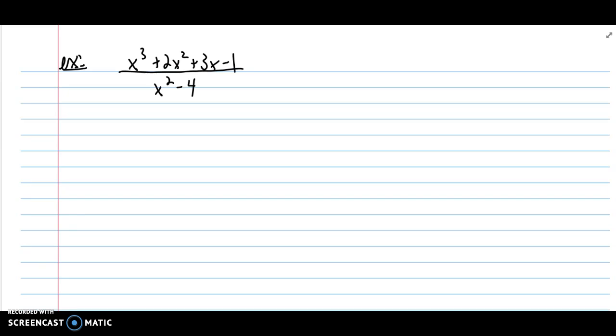We're going to decompose this partial fraction. And what's unique about this one is the degree of the numerator is bigger than the degree of the denominator. And in a fraction like this, it means numerator divided by denominator. And this time we're actually going to do it. We're going to take this x cubed plus 2x squared plus 3x minus 1 and divide it by the x squared minus 4. So polynomial long division.